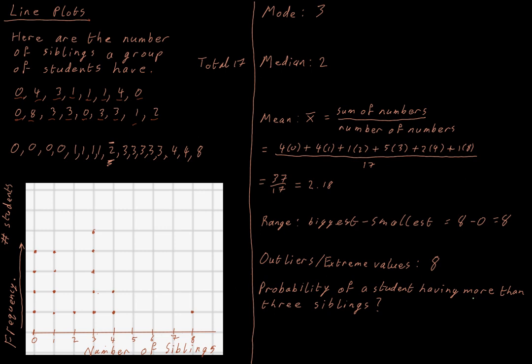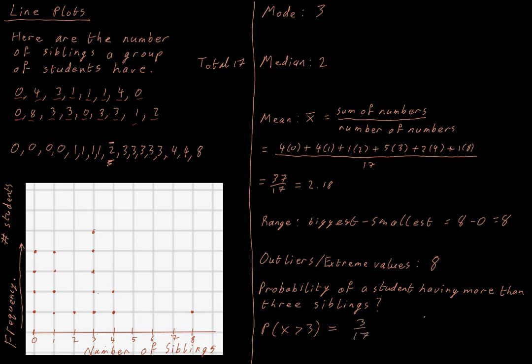Now, what's the probability of a student having more than 3 siblings? So capital P for probability of the outcome being more than 3. Well, how many students meet that criteria? Well, all of these people have 3 siblings, so they don't count. So it would only be the people who had 4 and the people who had 8. So 1, 2, 3 people out of a total of 17. So that would be the probability.